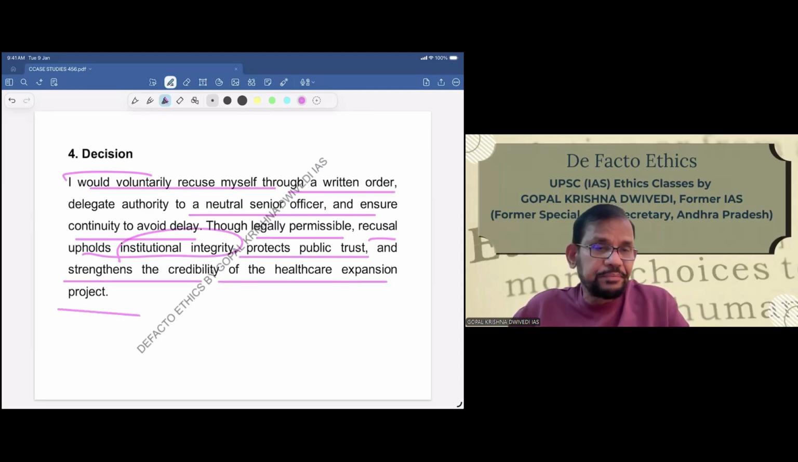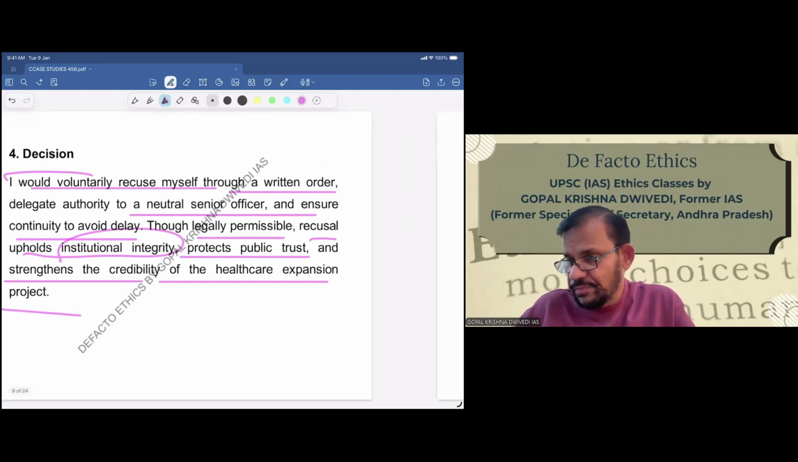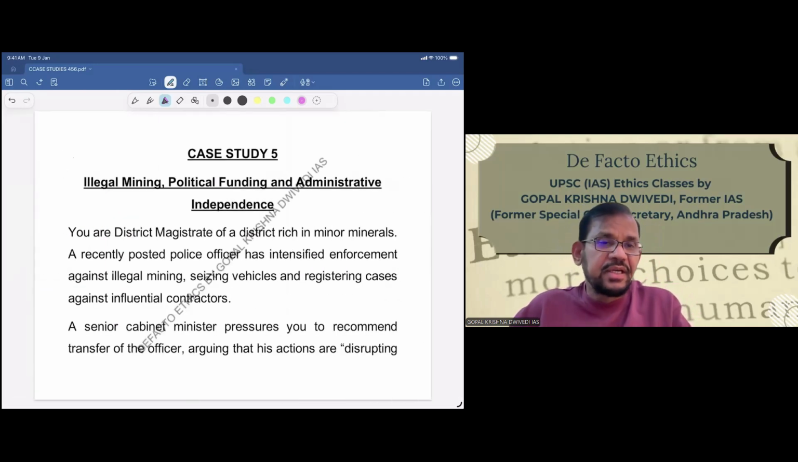So this completes the first case study, which I wanted to discuss today. Now let us go to the second one. This case study relates to illegal mining, political funding, and administrative independence. You are district magistrate of a district rich in minor minerals. A recently posted police officer has intensified enforcement against illegal mining, seizing vehicles and registering cases against influential contractors. A senior cabinet minister pressures you to recommend transfer of the officer.